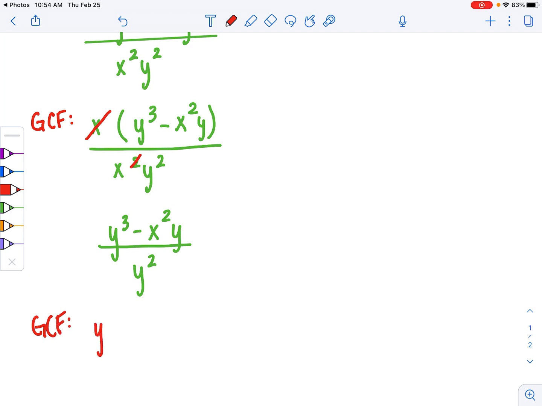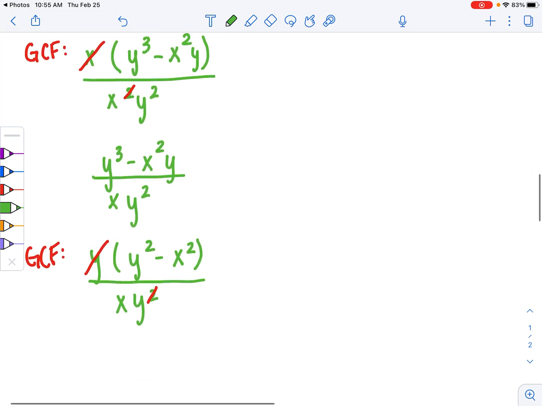I can take out a y. Y squared minus x squared all over y squared. These go away now. Oops, sorry, I lost an x here. So sorry. So wrapping up my final answer, y squared minus x squared over xy.